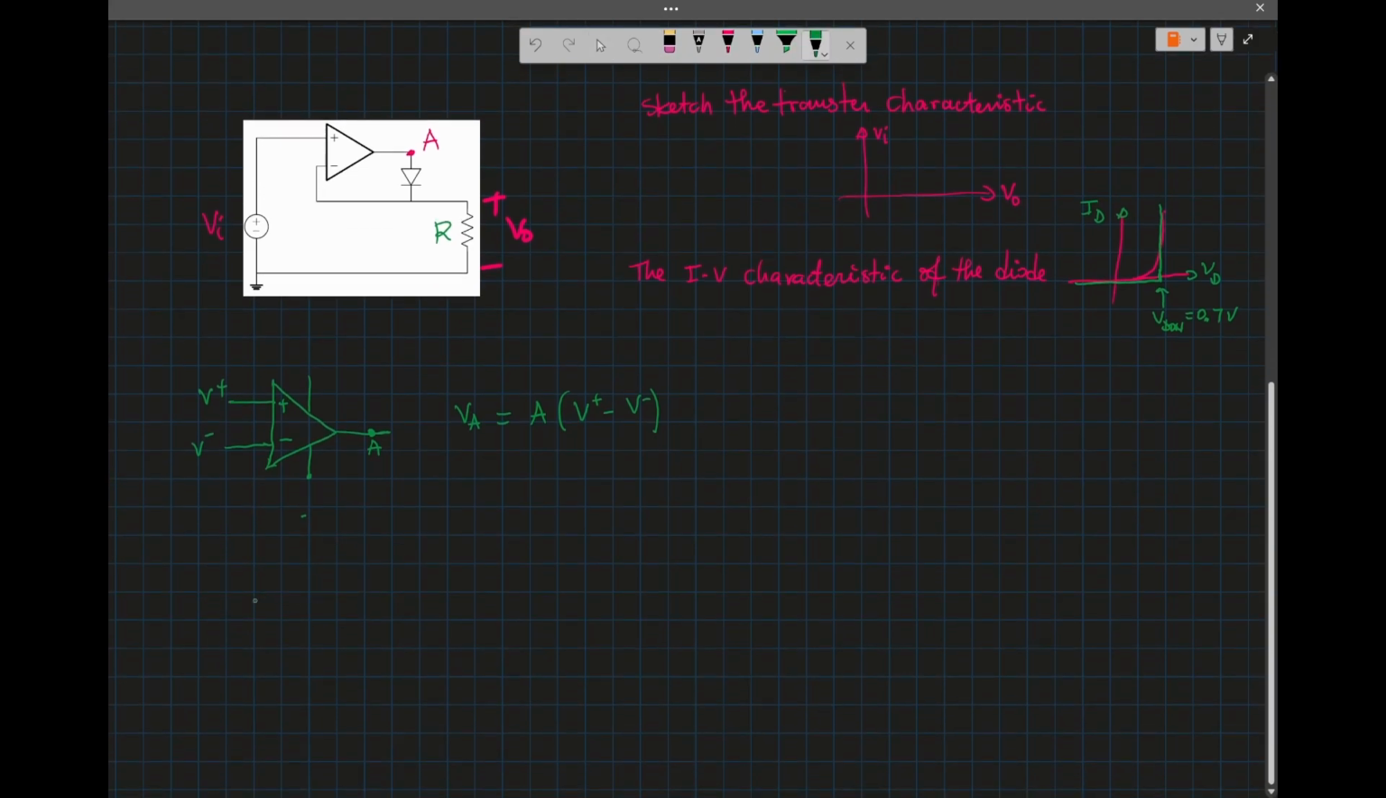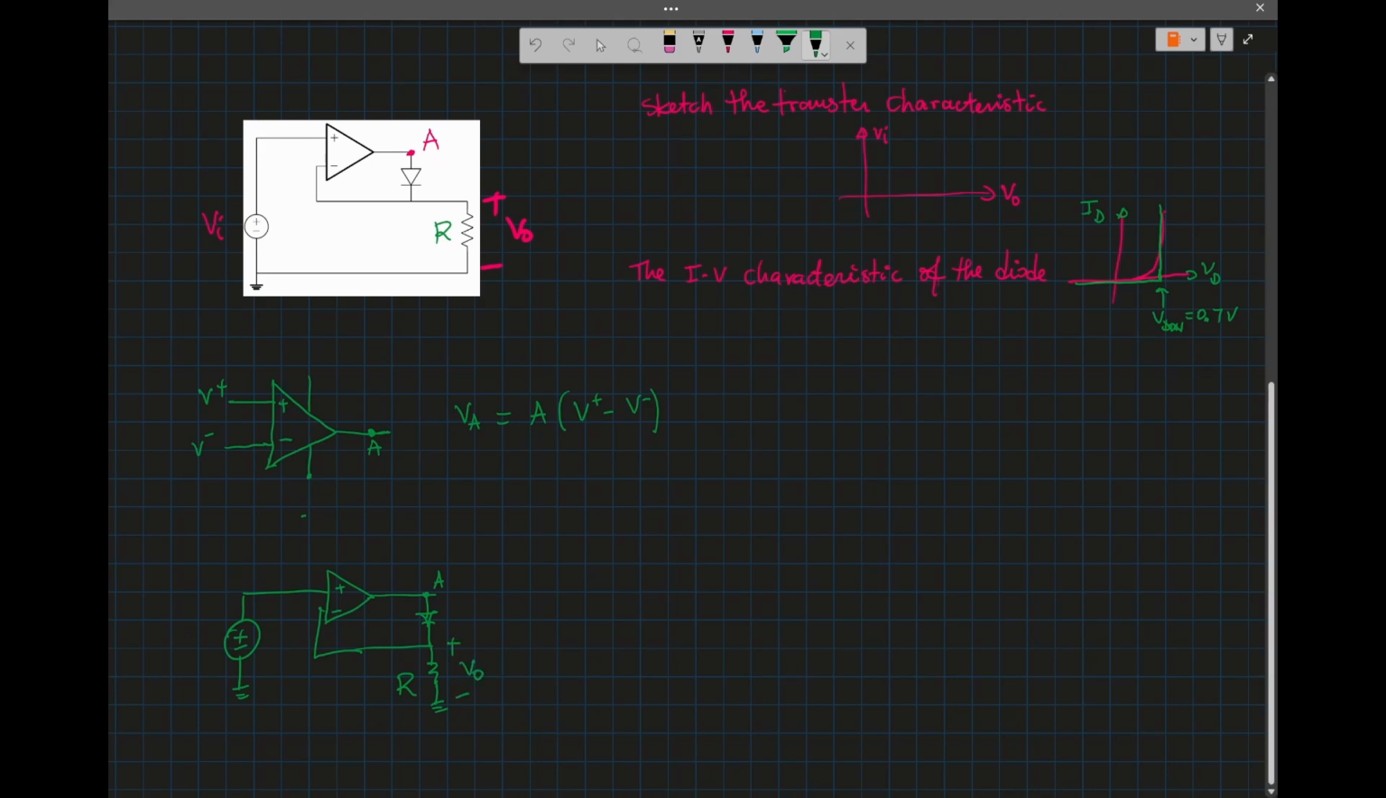So based off this, where we have the op-amp, and then we have the diode connected between A and V minus. And then we have a load resistance, which is called R, connected to ground. And the goal is to measure the voltage here.